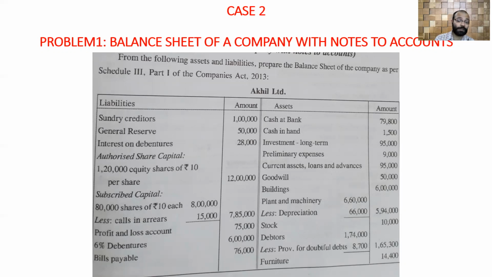Then stock in trade is 10,000, debtors 1,74,000. There's a provision for doubtful debts of 8,700, that is 5% on this one. So the remaining balance would be 1,65,300. Then next is furniture, 14,400 rupees. So these are the items given. Now let's see how to calculate it.